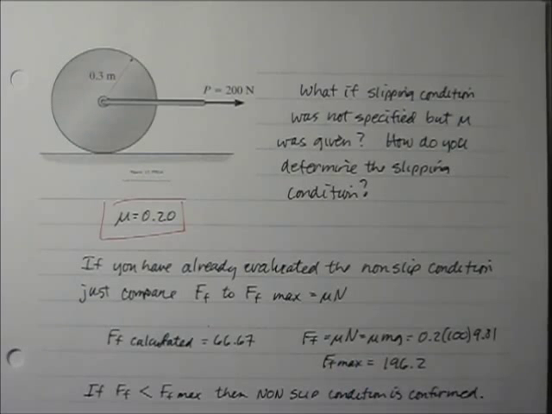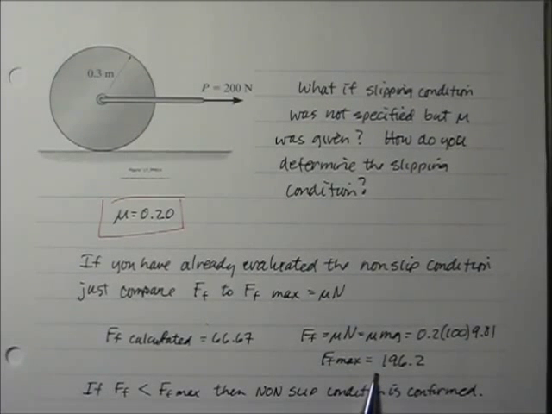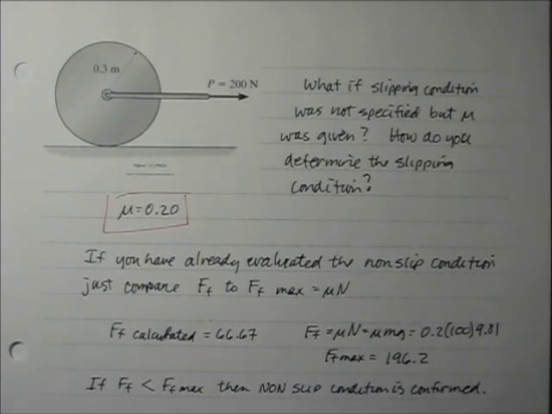So if mu was given as 0.2, I can say that the force of friction maximum would be mu normal, which is equal to mu mg, which is equal to 196.2. Clearly, 66.7 is less than 196.2, so that says that my assumption was correct. It is not slipping, and so the answers that I got before are correct.